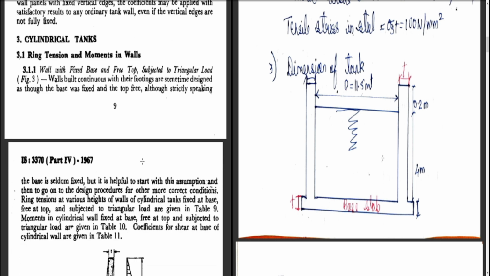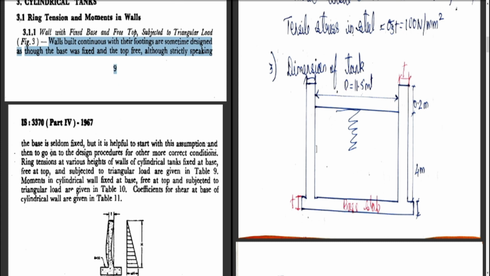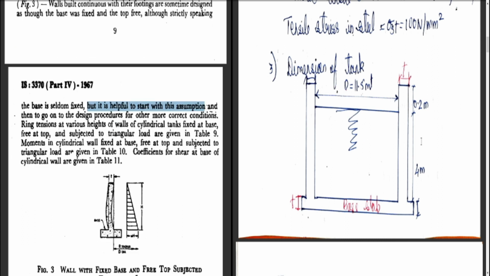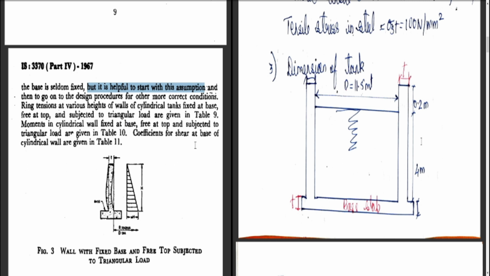So let us see what has been given. Walls built continuously with their footings are sometimes designed as though the base was fixed and top free. Although strictly speaking, the base is seldom fixed, but it is helpful to start with this assumption. So assuming, though it is not fully fixed, but we will assume it as fully fixed, and then go on to the design procedure for more correct condition.